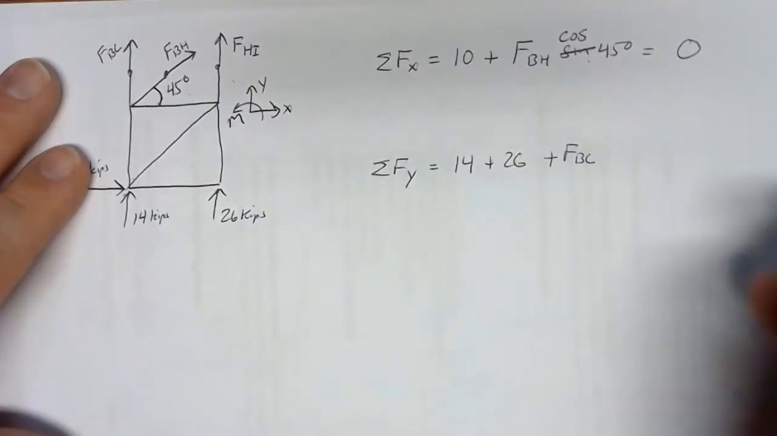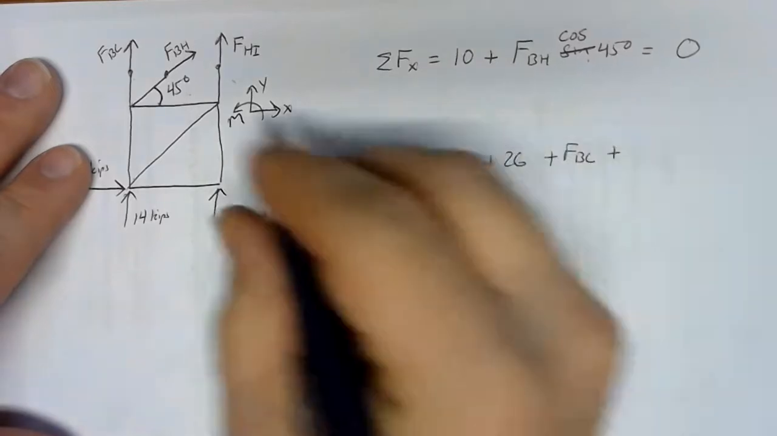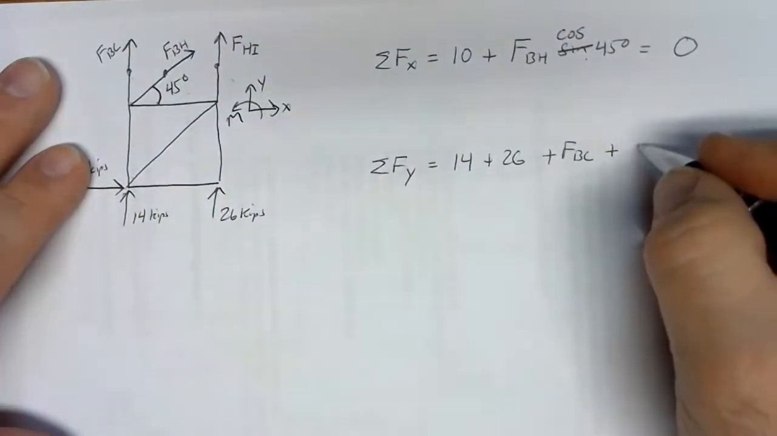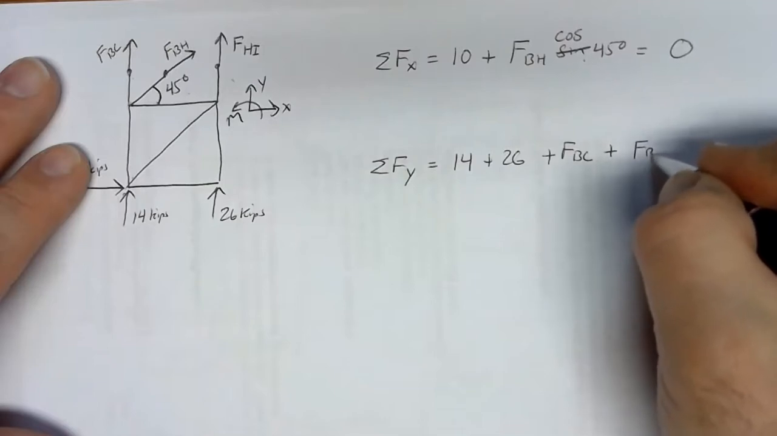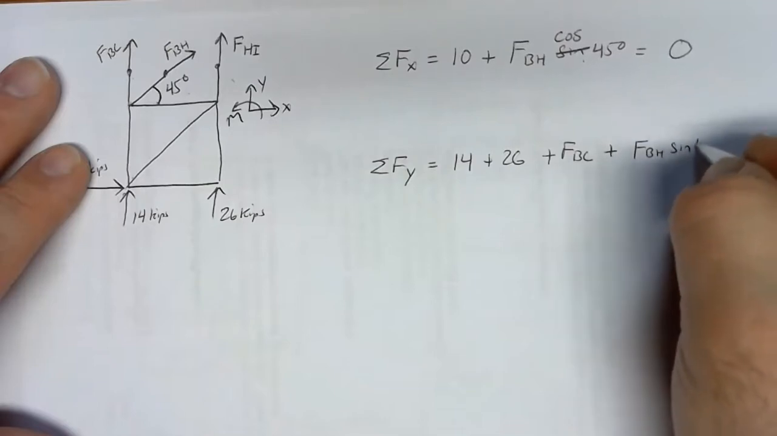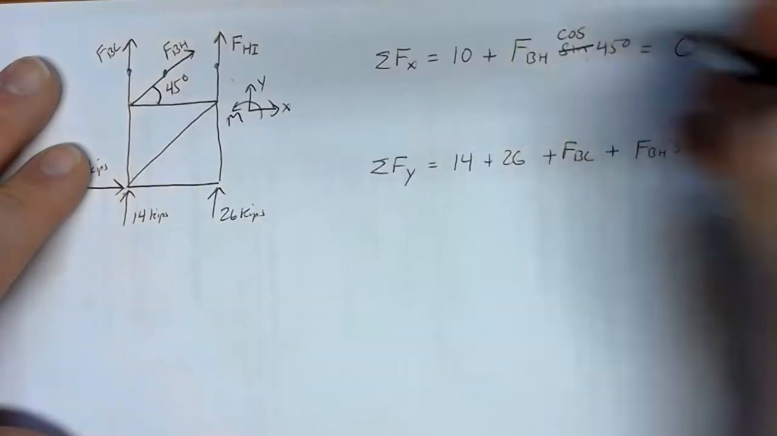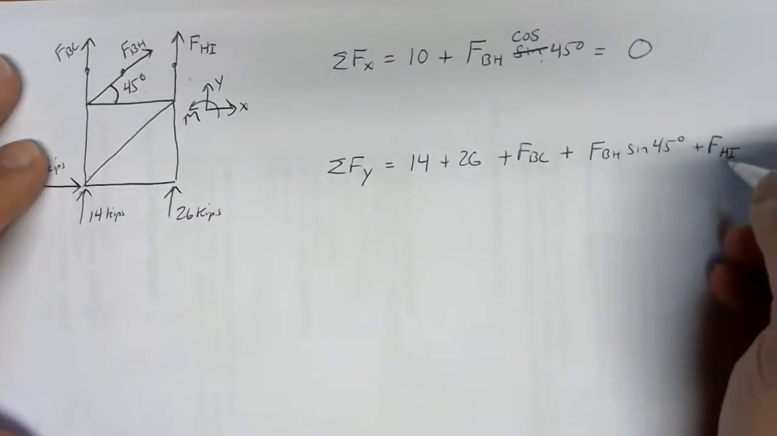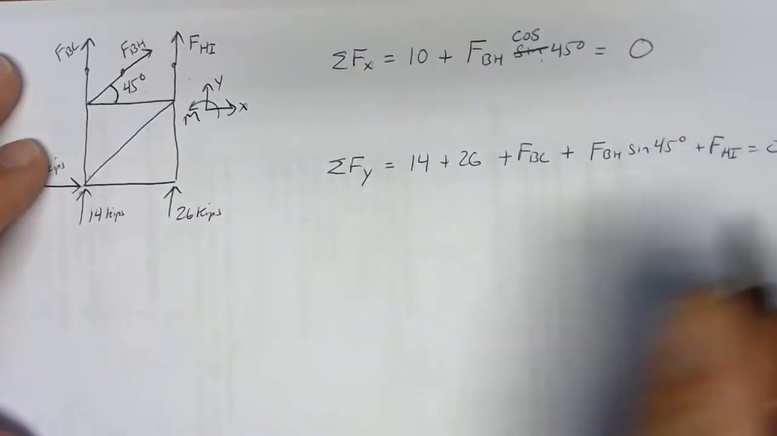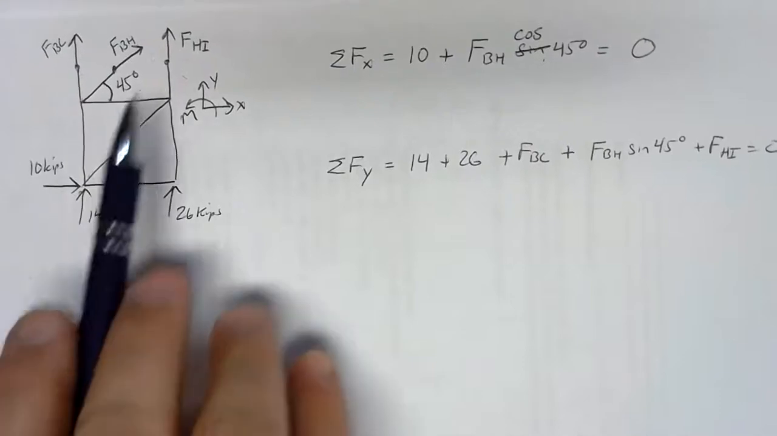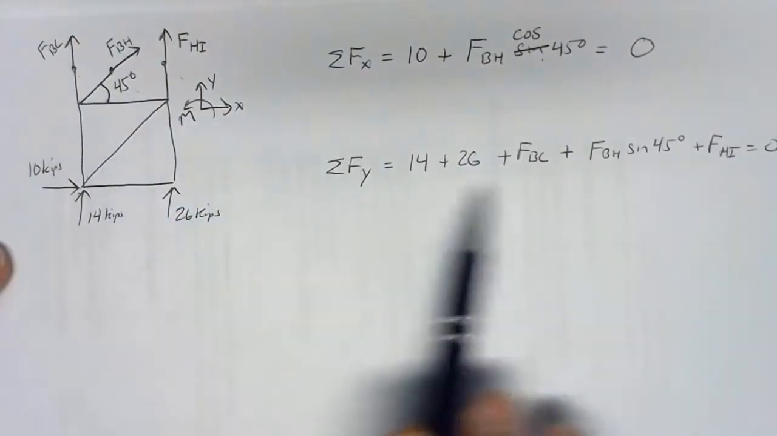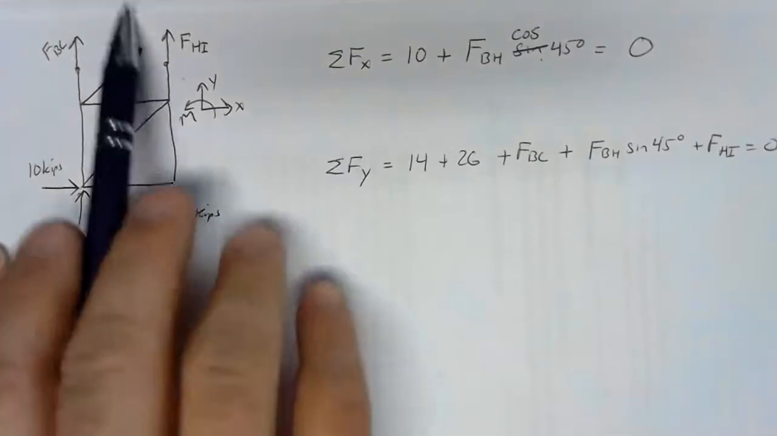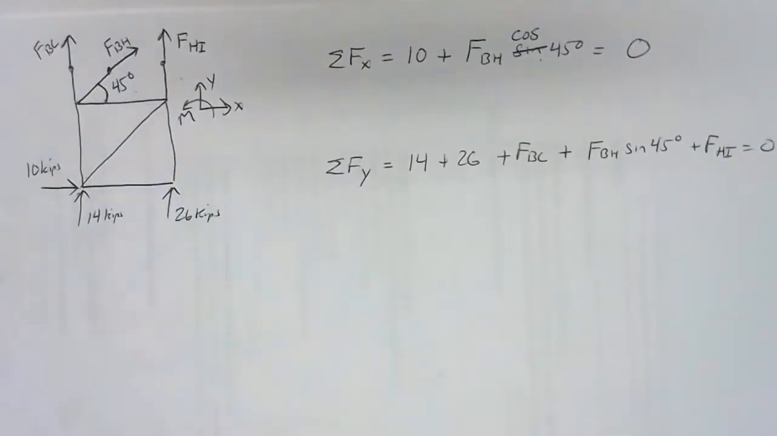So FBC plus the vertical piece of FBH, that'd be sine. So FBH sine of 45 degrees plus all of FHI. So a lot of terms there. Let's make sure we got them all. 1, 2, 3, 4, and 5, all pointing up, so all positive, and definitely the sine for the 45-degree angle.